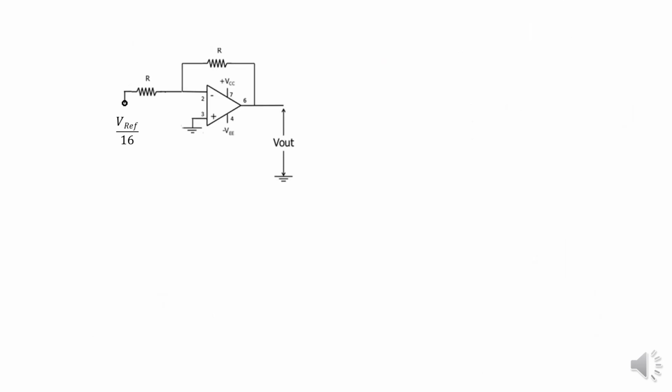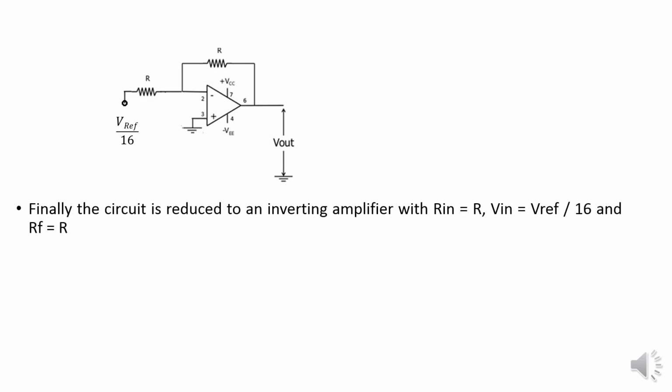So now the whole circuit is reduced to a single RTH and VTH, okay, with a feedback resistance RF equal to R here. You can choose any value as discussed earlier. And finally, the circuit is reduced to an inverting amplifier because the input is connected to pin number 2 with input resistance Rin equal to R, and the applied voltage to the input is V reference by 16. This is the VTH obtained earlier, and RF equal to R. This is the final reduced circuit.